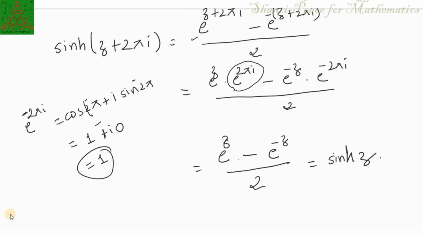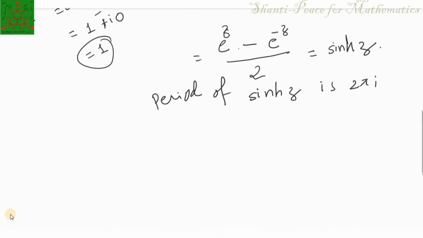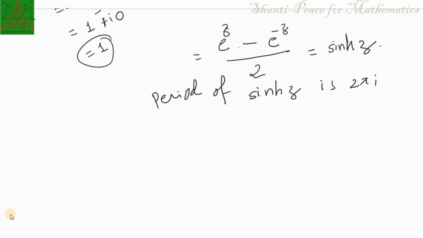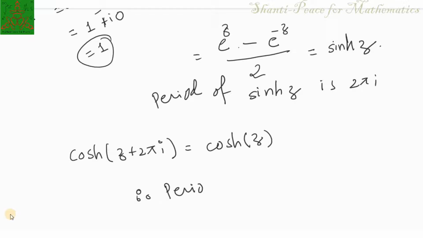Therefore what we can say is the period of sine hyperbolic of z is 2 pi i. In a similar manner one can take cos hyperbolic of z plus 2 pi i. If I start in the same manner, we can prove that it is cos hyperbolic of z. So therefore the period of cos hyperbolic of z is also 2 pi i. So those are the periods of sine hyperbolic of z and cos hyperbolic of z.